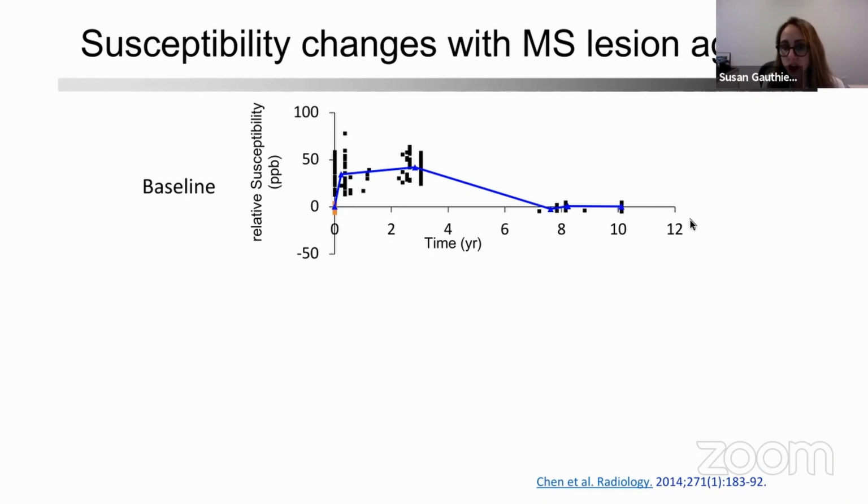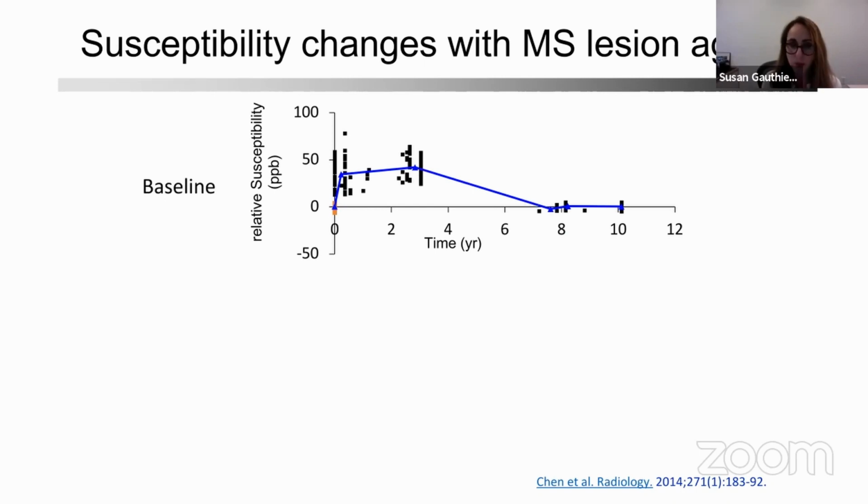So this was a cross-sectional study back in 2014, and all of the lesions, each block is an individual lesion, and they were each aged, so we knew exactly how old these lesions were. Lesions that were really old essentially had a very low susceptibility. In the orange, those lesions were enhancing lesions, so those were the newest lesions. They were also low. And we saw that those lesions that were just a little bit older than the enhancing lesions had a high susceptibility.